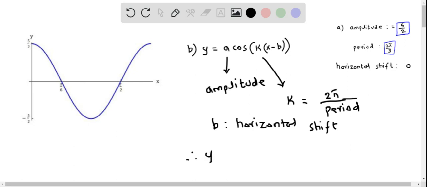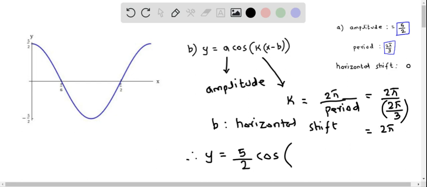So therefore we write y equals, we know that amplitude is 5 by 2, so I put 5 by 2 times cosine of, let's identify the k using this formula. So I can write this as k equals 2 pi divided by period. The period of this cosine function is 2 pi divided by 3, and so this equals 2 pi multiplied by 3 over 2 pi. I multiply by the reciprocal of the denominator. So these two pi's get cancelled, and we are just left with 3. So therefore we have determined the value of k equals 3.